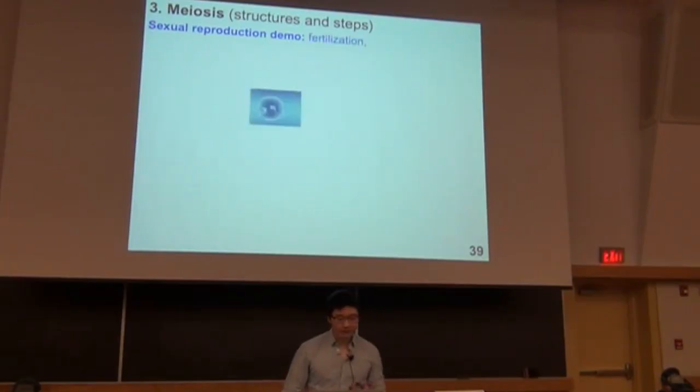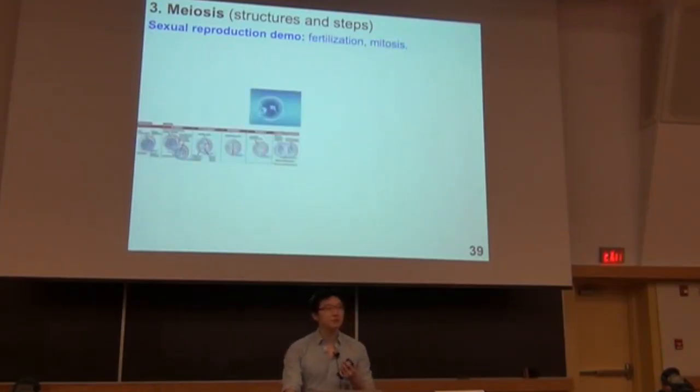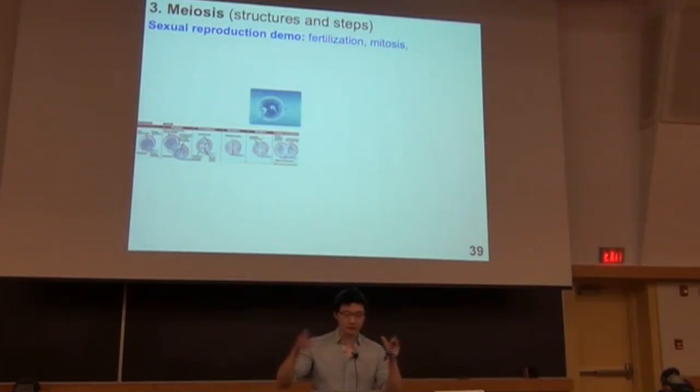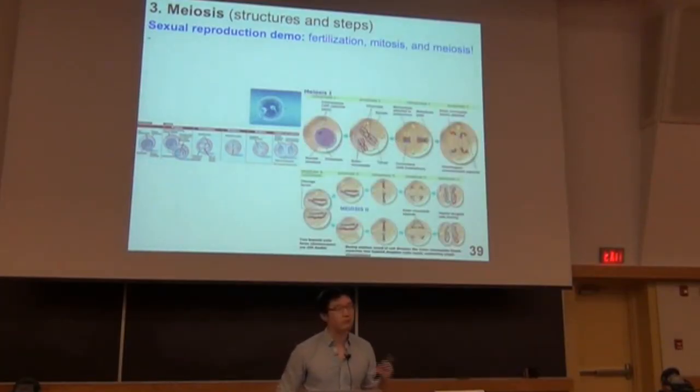That includes fertilization, that includes mitosis, which you need in order to grow from a fertilized egg to an adult, and also meiosis after that. So you see how all the steps are linked together.